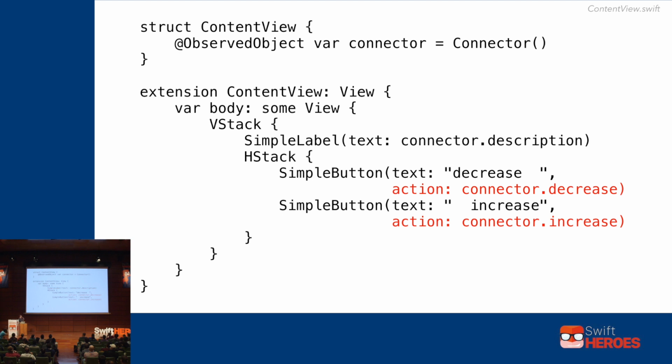What about these buttons? The buttons need an action. And the actions are connector increase and connector decrease. And so now I have my decrease button and my increase button, and everything is working through this connector. So way more code than before, but sort of conceptually easier.